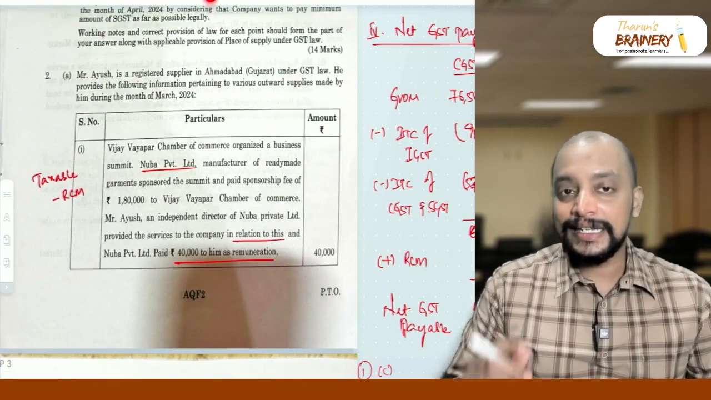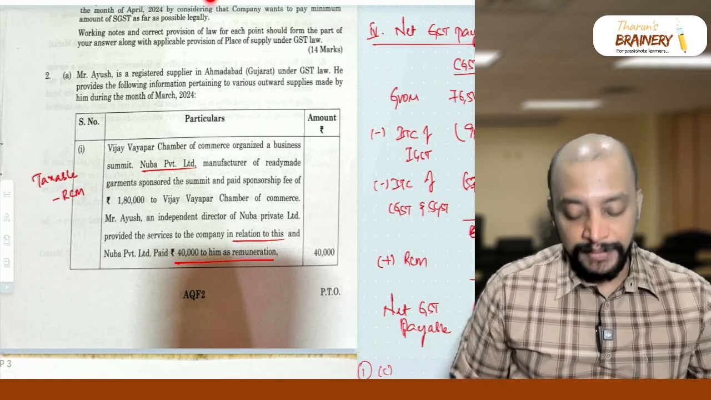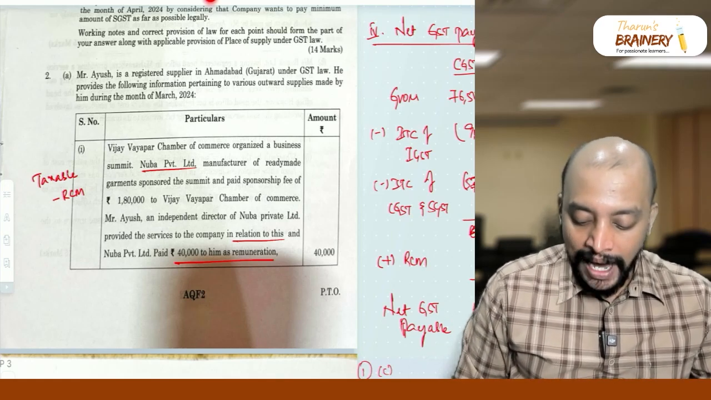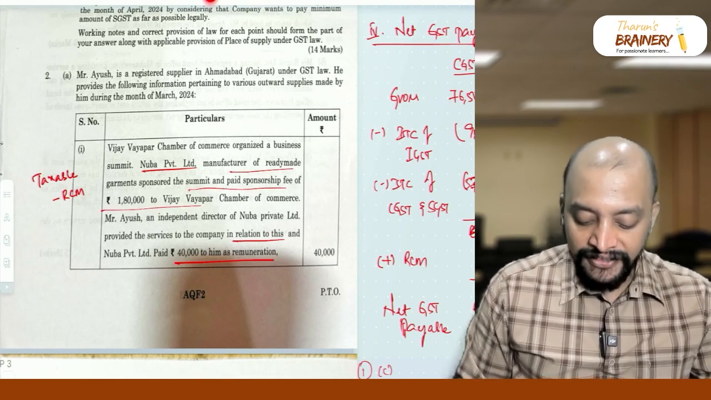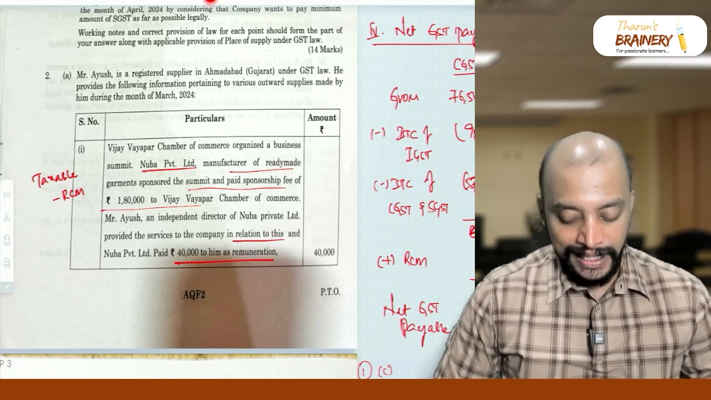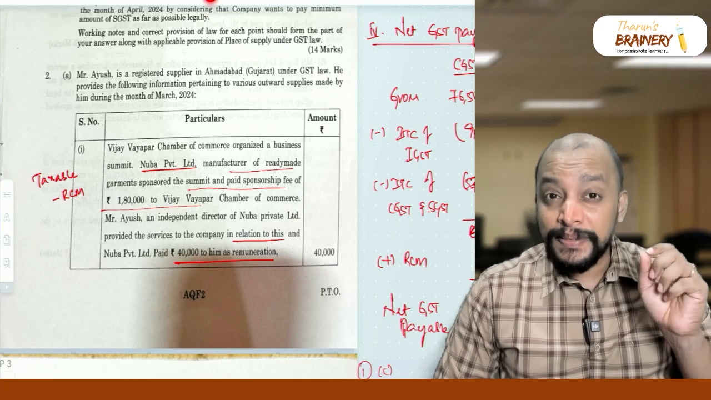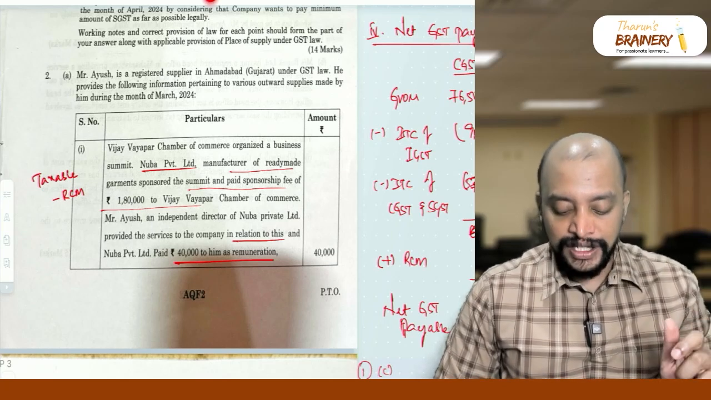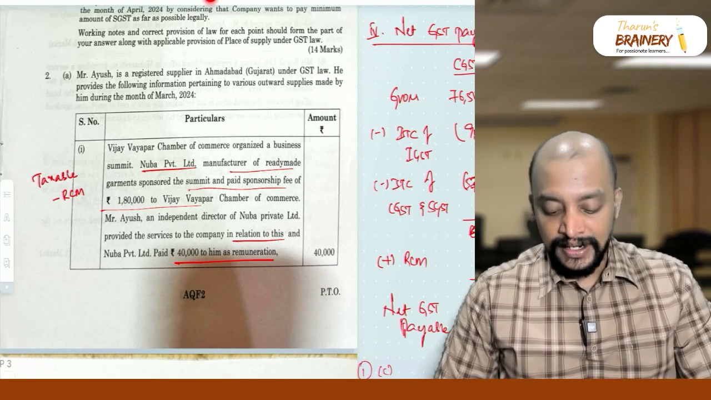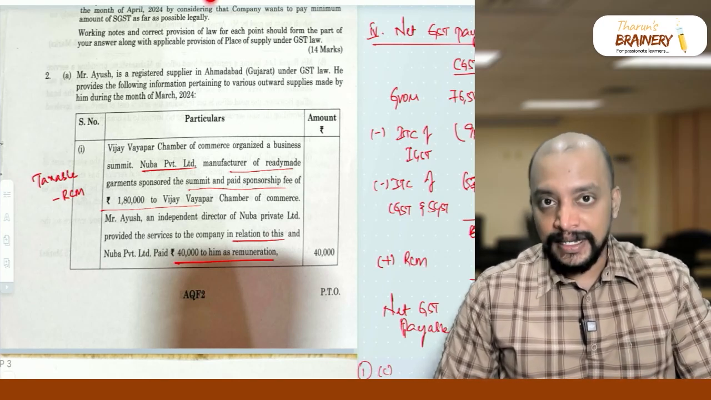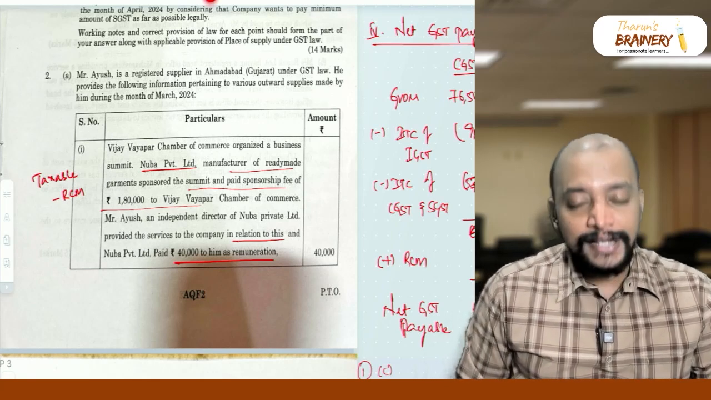First transaction, see, this is a little tricky. Vijay Vyapar Chamber of Commerce organized a business summit. Nuba Private Limited, manufacturer of ready-made garments, sponsored the summit and paid a sponsorship fee of 1,80,000 to Vijay Vyapar Chamber of Commerce. Okay, so this is something. Mr. Ayush, an independent director of Nuba Private Limited, provided services to the company in relation to this. So for this sponsorship, something they have facilitated, and Nuba Private Limited paid 40,000 to him as remuneration.